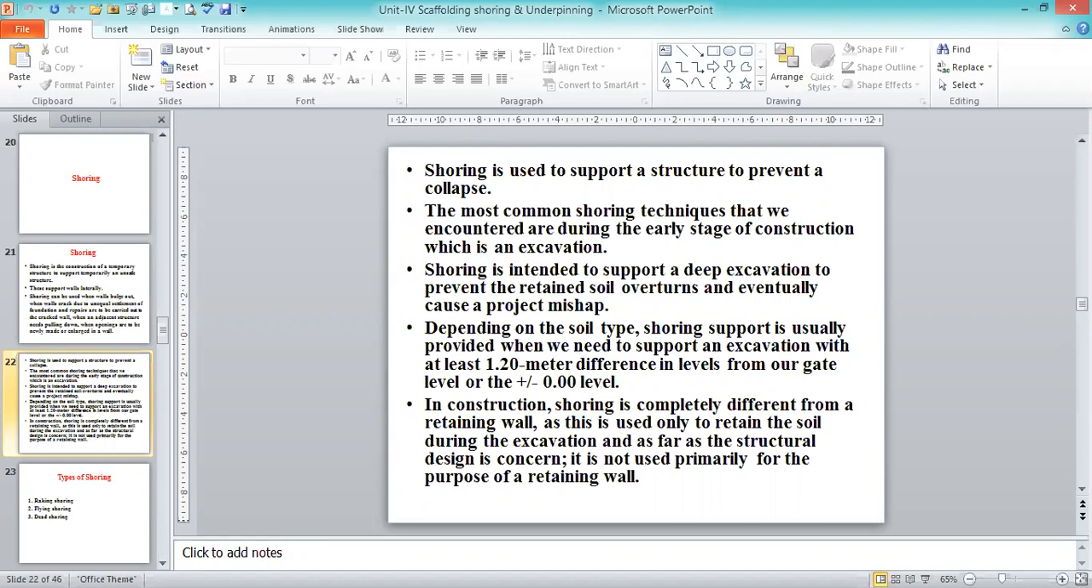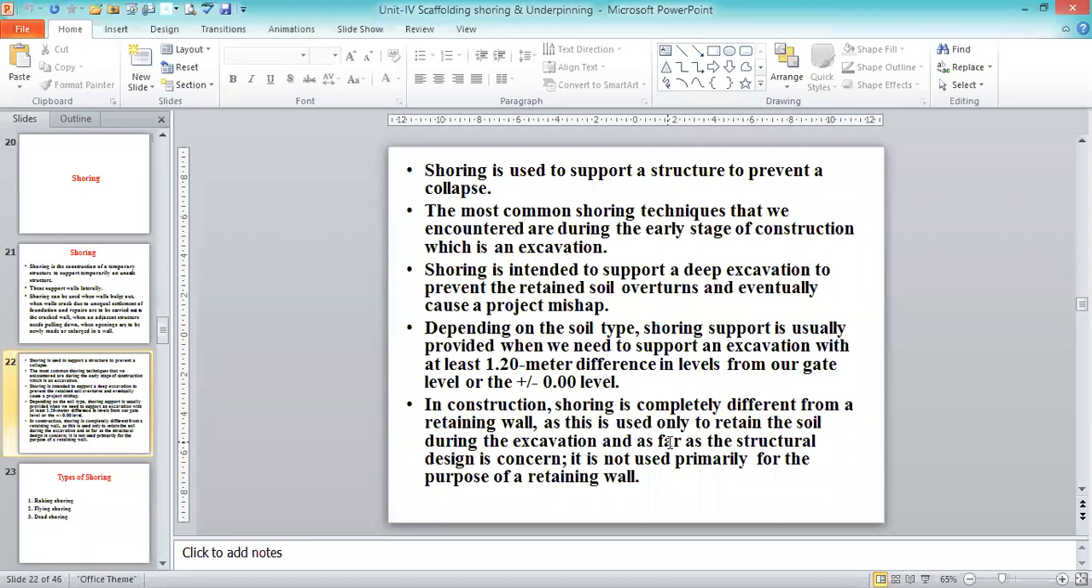Depending on the soil type, this is almost entirely dependent upon the soil type. Shoring support is usually provided when we need to support an excavation with at least a 1.2 meter difference in levels from our ground level, not the gate level, but the ground level or the 0.0 level. In construction, shoring is completely different from a retaining wall.